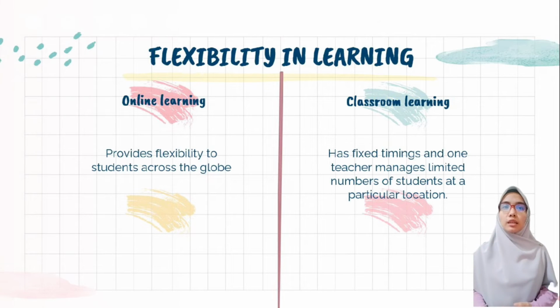Online learning provides flexibility to students across the group. Students can study at their own pace and take tests at their selected timings. There is no pressure for students to stay in class. If any individual is having any issues with a method or understanding course material, they can always go to their course material or replay the video recording to find a solution to any query. This is different from classroom learning, which has fixed timings and one teacher manages a limited number of students at a particular location, so the flexibility is lower than online learning.